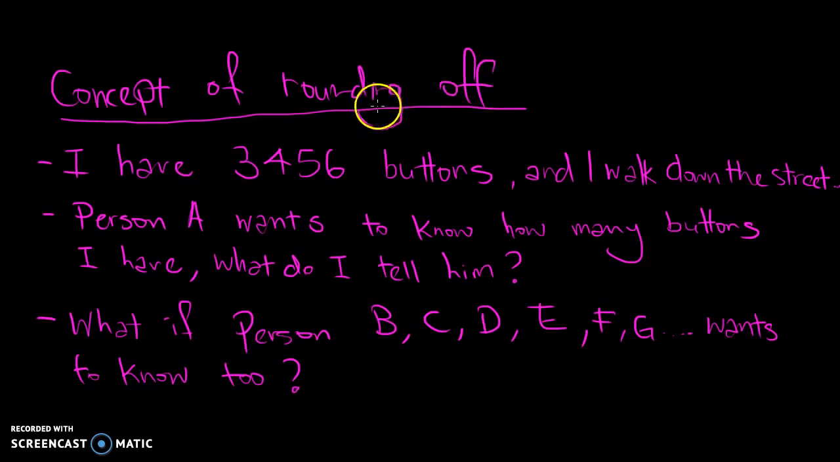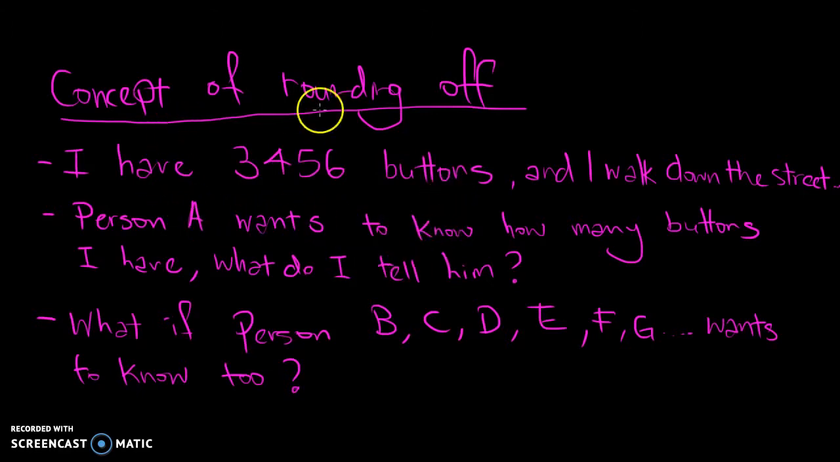So why do you need rounding off? For example, I have 3,456 buttons and I walk down the street, and person A wants to know how many buttons I have. What do I tell him? Do I go and tell him I have 3,456 buttons? Does he need to know so much information? Must he know the exact number of buttons I have? And what if person B, C, D, E, F, G want to know too? Do I go and tell them I have 3,456 buttons each?